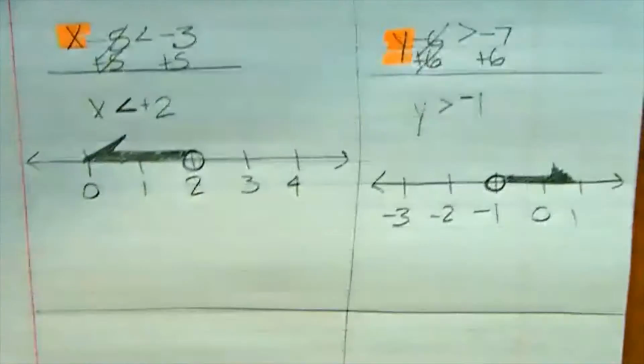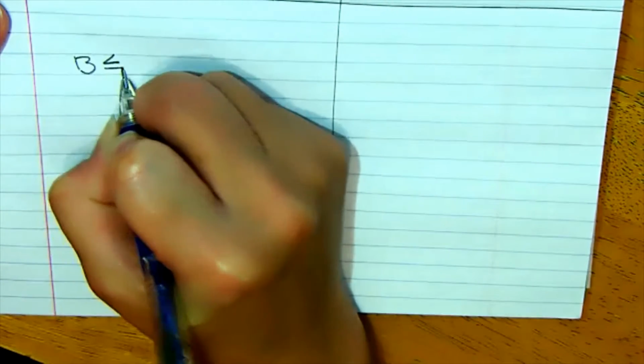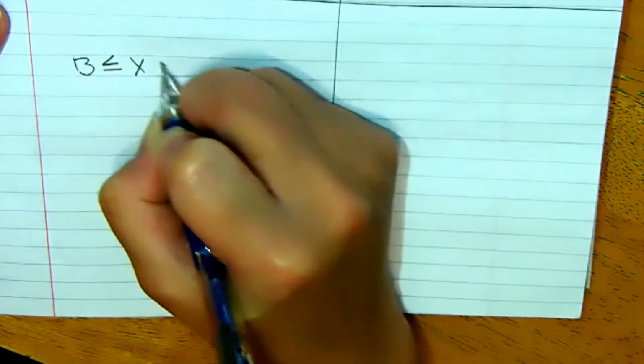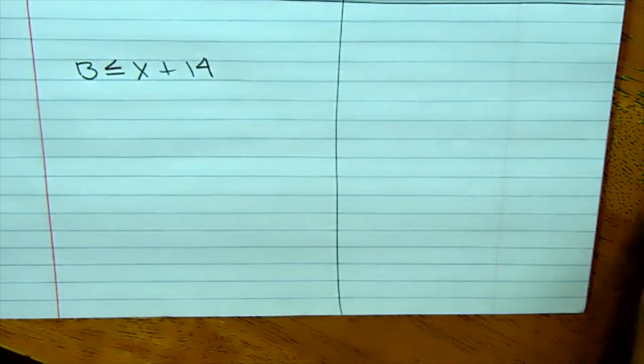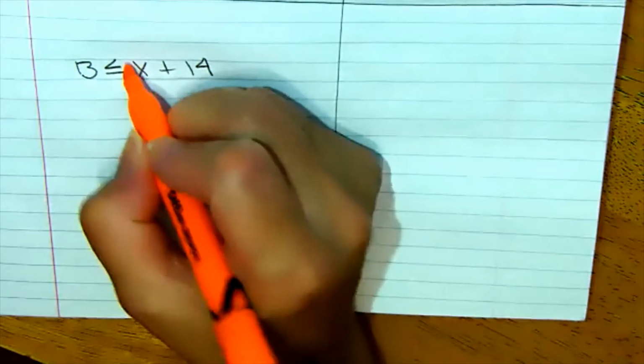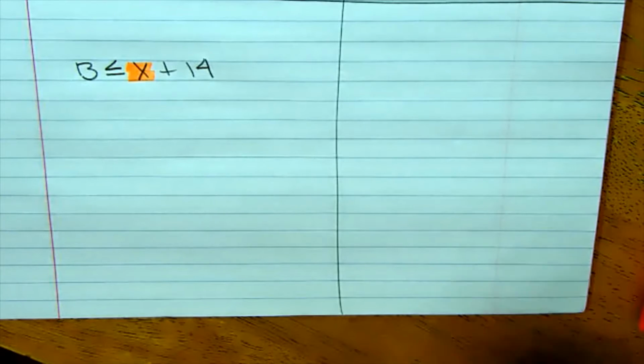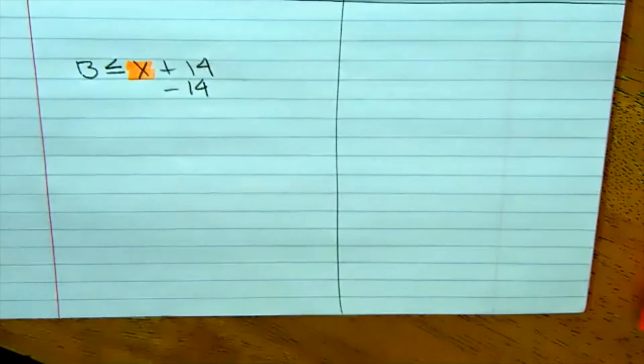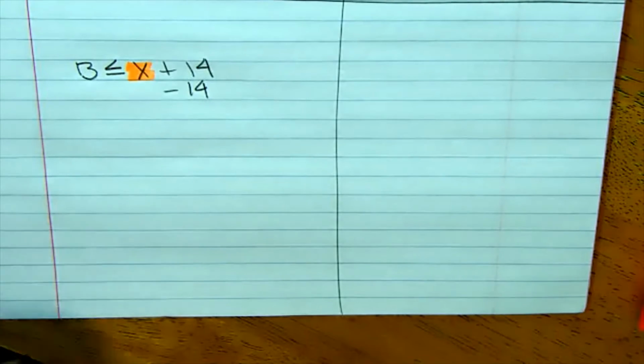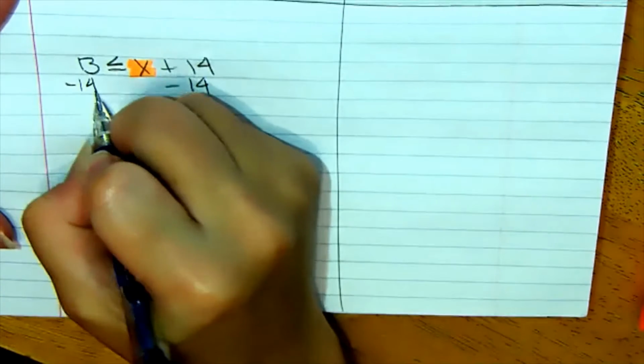Okay, let's do another one. 13 is less than or equal to x plus 14. Okay, awesome sauce. I can do this. Let's isolate the variable. To isolate the variable, I need to get rid of positive 14. I need to undo it. So I'm going to use inverse operations. What I do to one side, I must do to the other.